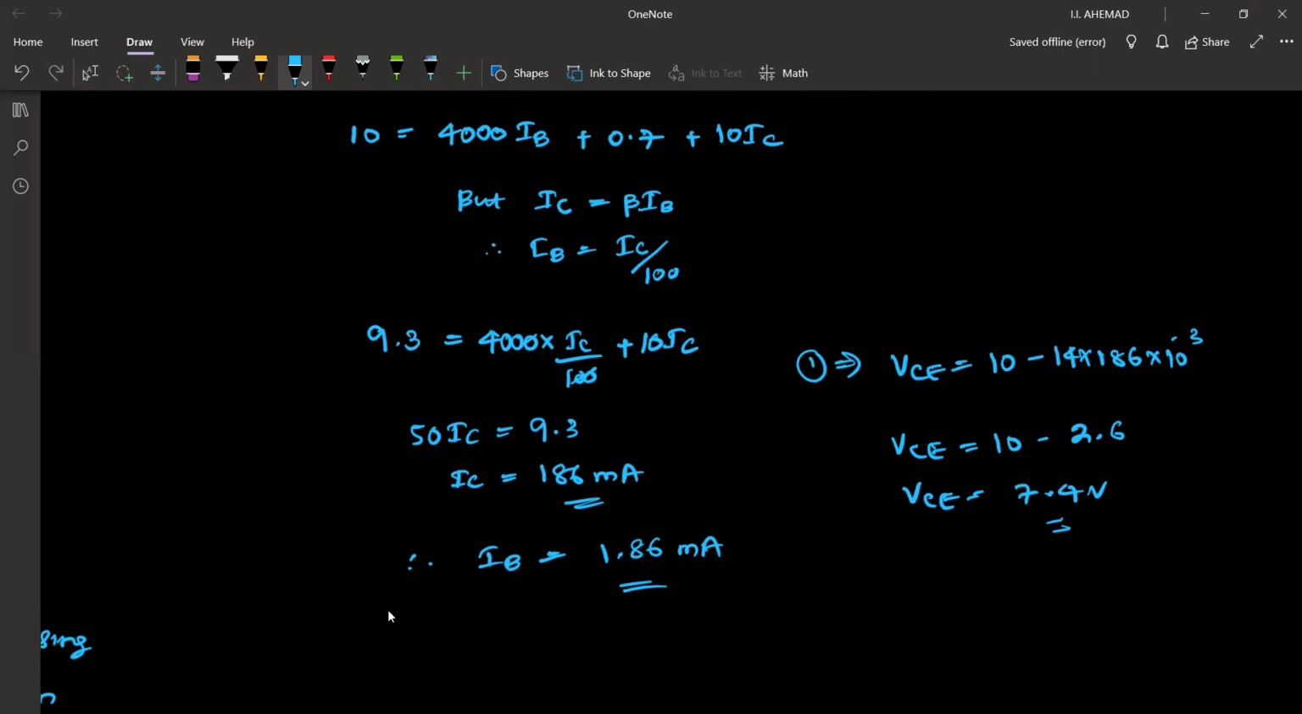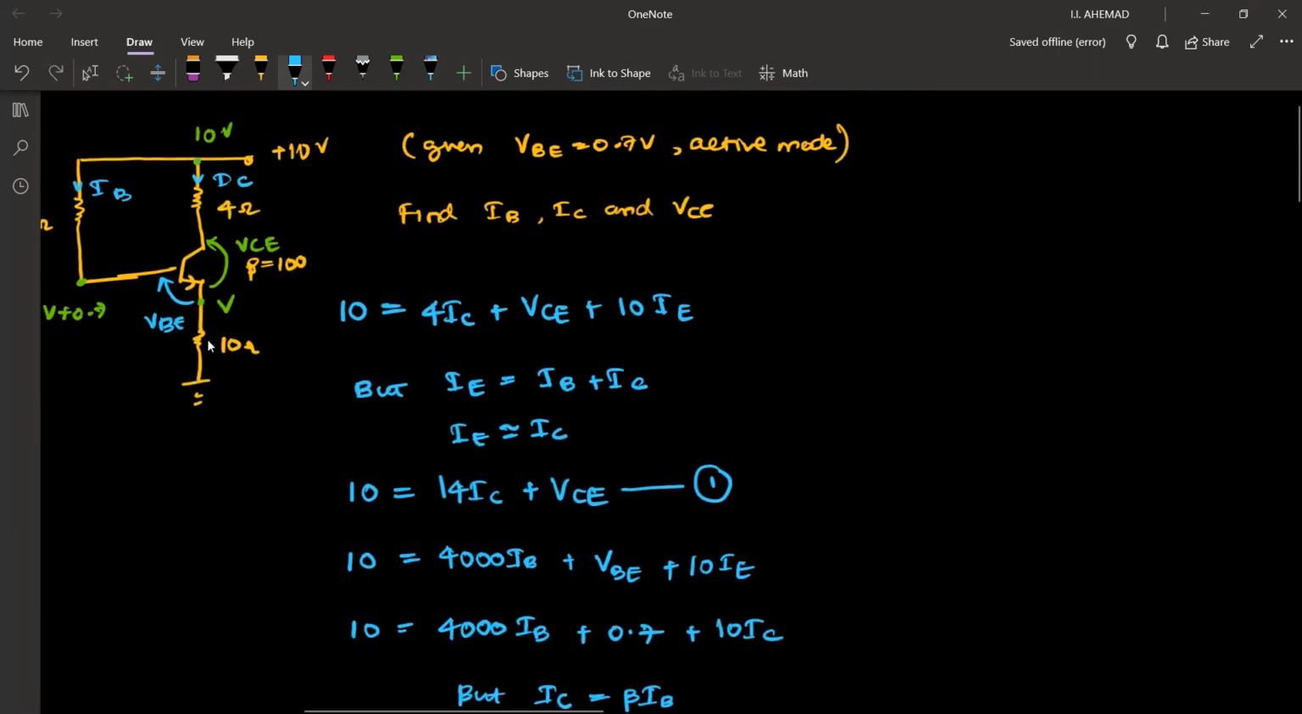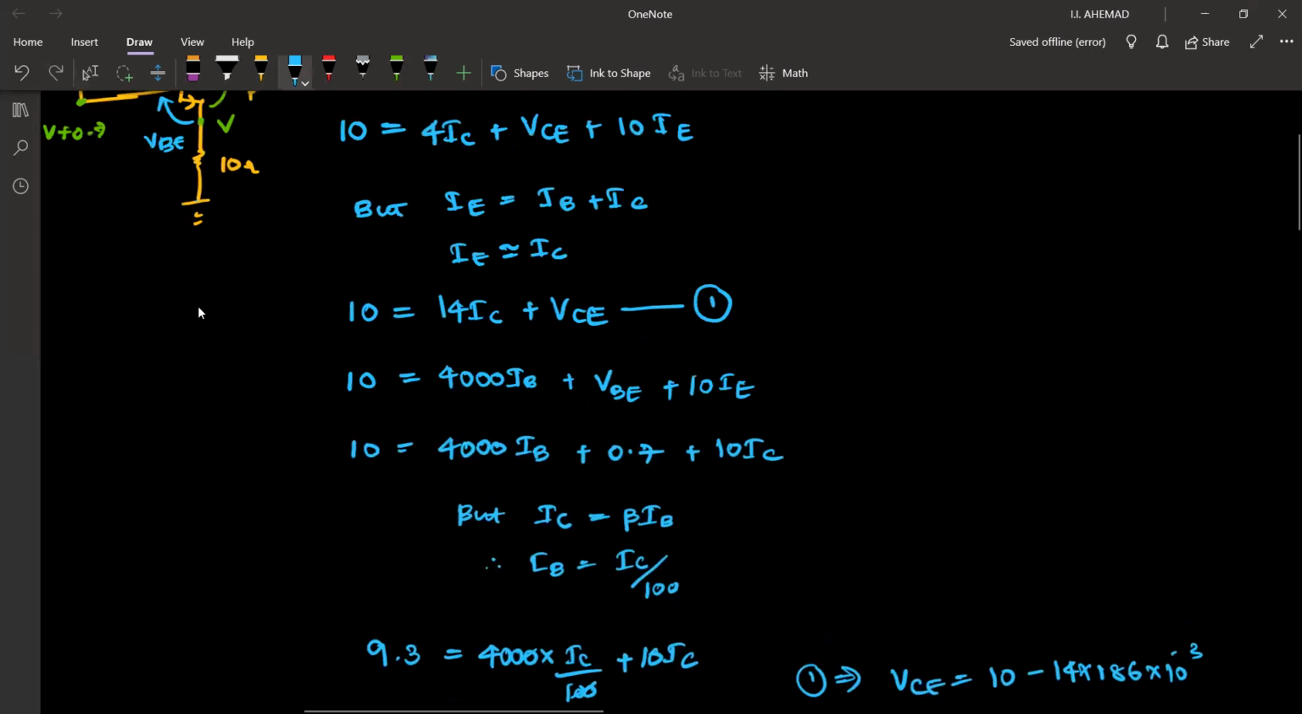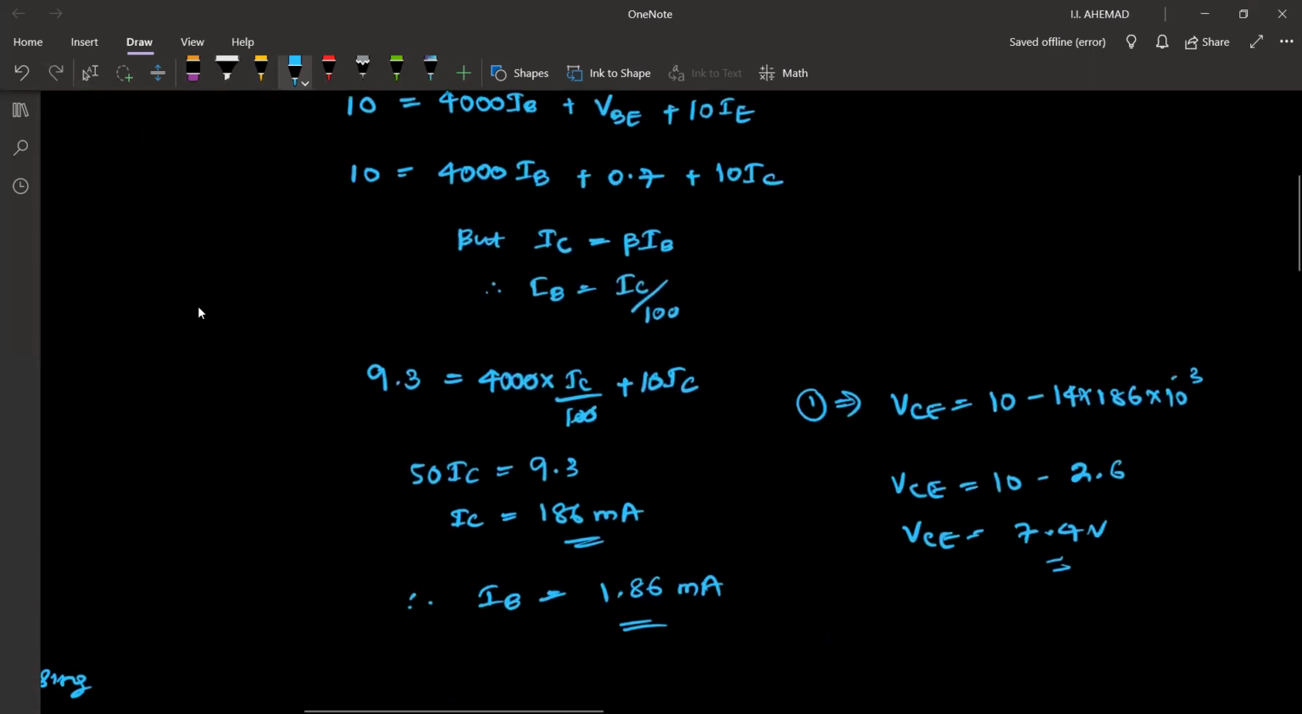So is it clear why we had to go for simultaneous equations here? Because this time VE is not equal to 0. It is some other value. Both of you clear? Have you noted?